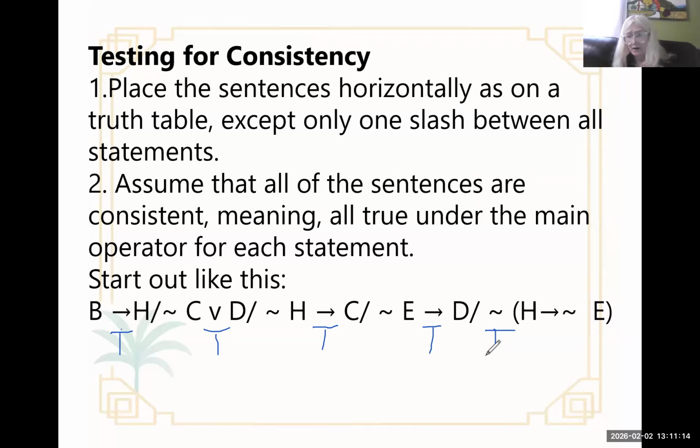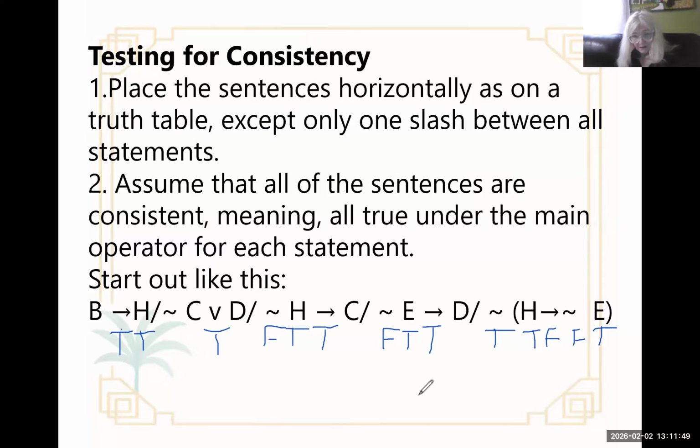We're going to start here because this inside if-then must be false, which means that H, the antecedent, must be true, and negation E must be false, so that E must be true as well. Okay? So now I'm going to fill in E. Negation E is false there. And negation H is false there. And H is true here.